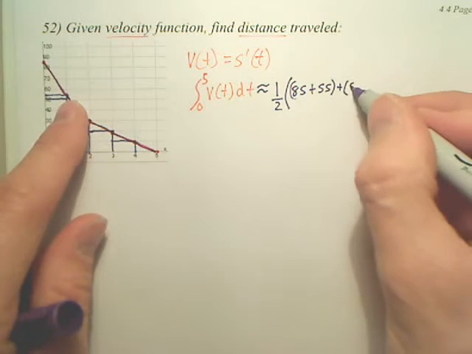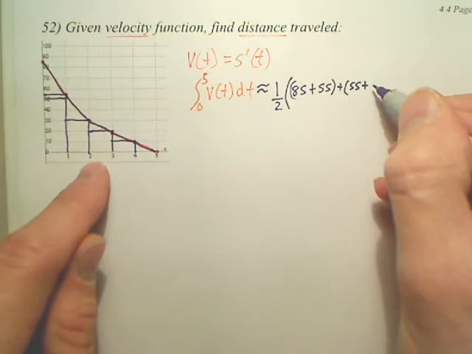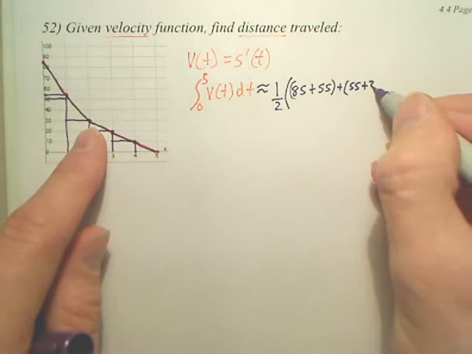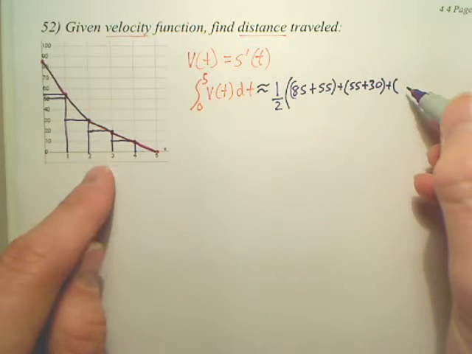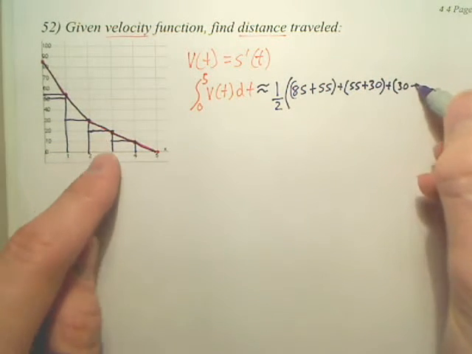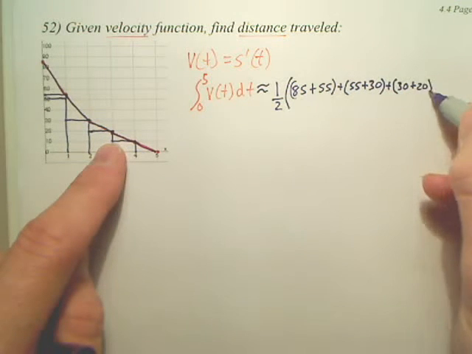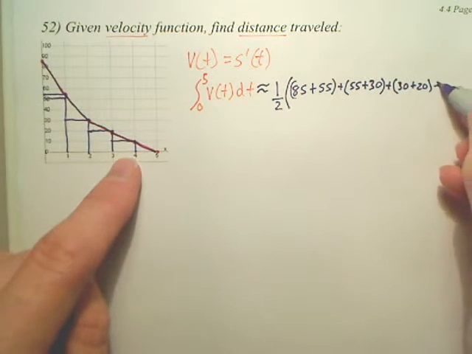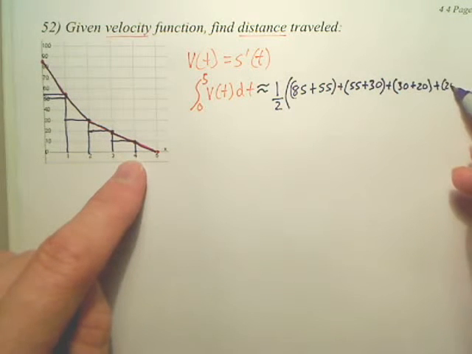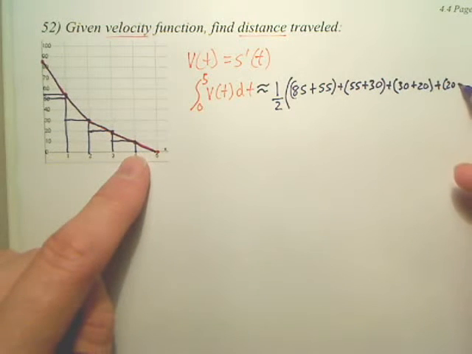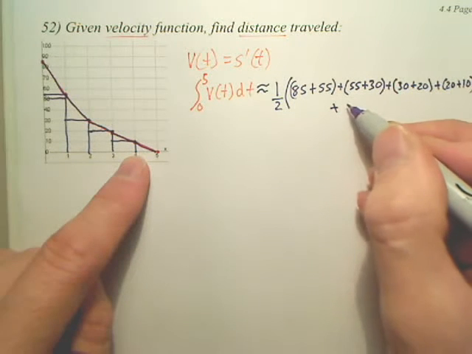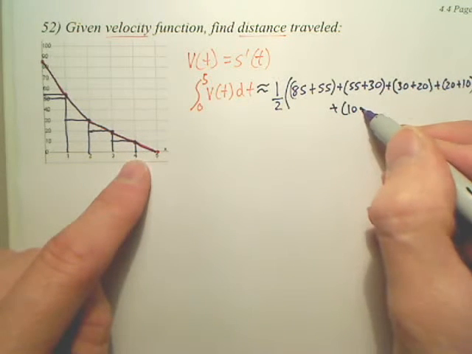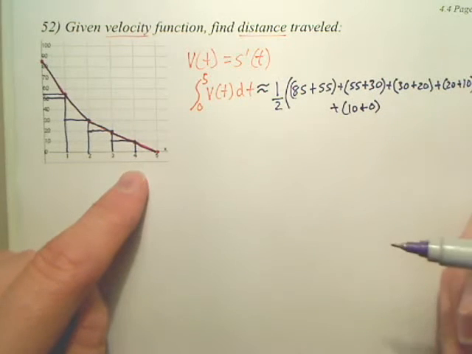The second one goes from 55 to 30. And then the next one goes from 30 to 20. And then the next one goes from 20 to 10. And then you go from 10 to 0.